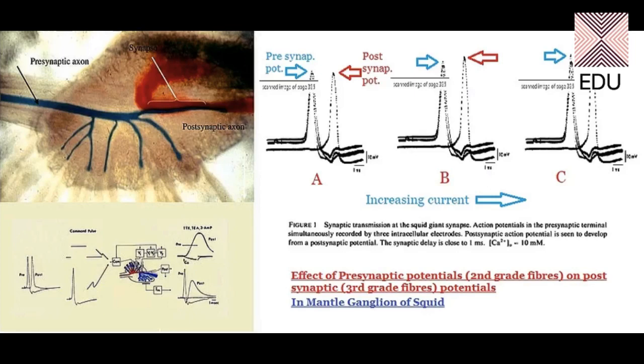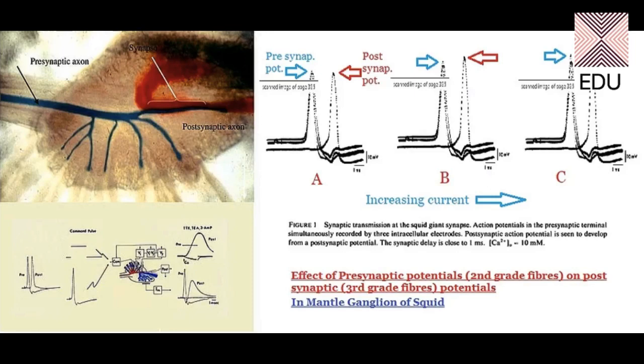Now if we go by the graph A, it is showing that if you give a current in the presynaptic axon, which is shown here in blue color, an equal kind of current is developed in the postsynaptic axon. So presynaptic potential is generally or nearly equal to the postsynaptic potential. This is the normal case.